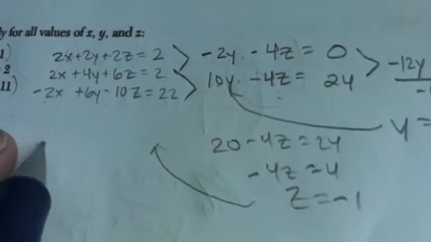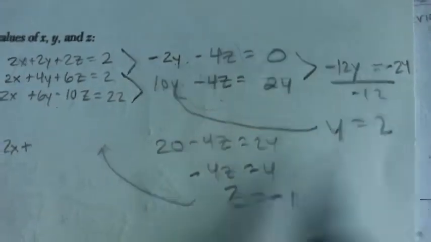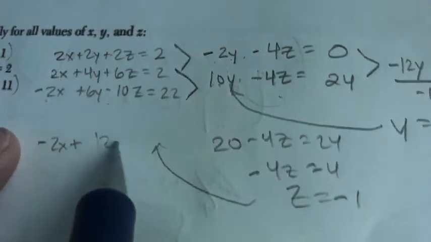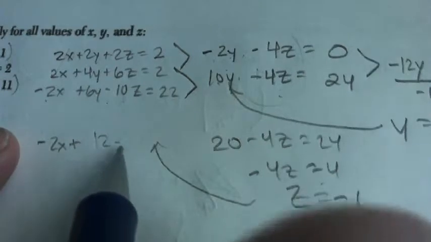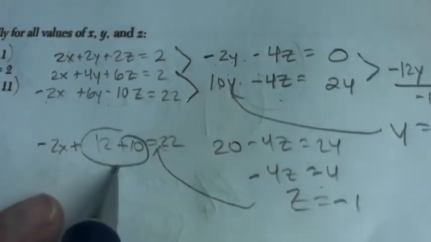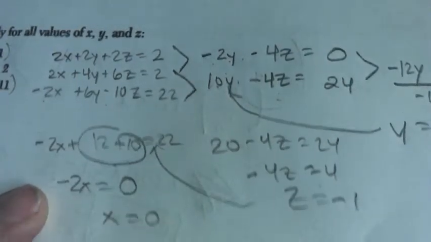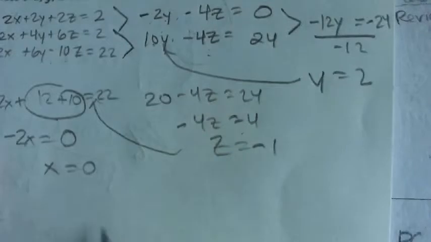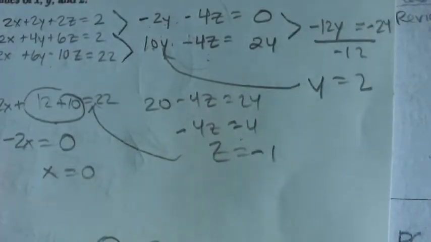Go back. Solve for x. So negative 2x plus 6 times y. 6 times 2 would be 12. Minus 10 times z. Negative 10 times negative 1 is plus 10 equals 22. This is 22, so when I subtract 22 from both sides, I get negative 2x equals 0, so x equals 0. So 0, 2, and negative 1 for x, y, and z.